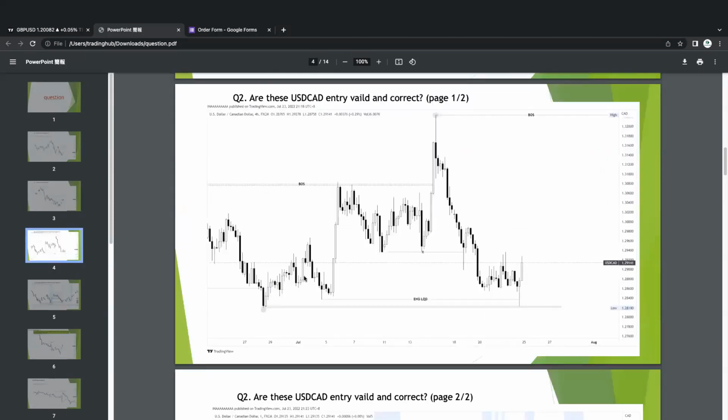Are these entries valid? Yes, if you mark this as a valid BOS, then this entry is valid, because this becomes our inducement and this is our engineering liquidity. Market takes out the engineering liquidity, taps on the extreme and goes higher. Correct. If this BOS is correct, then this entry is correct.